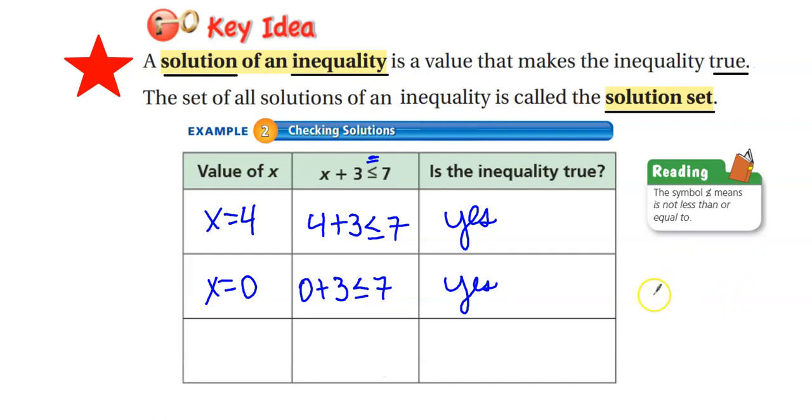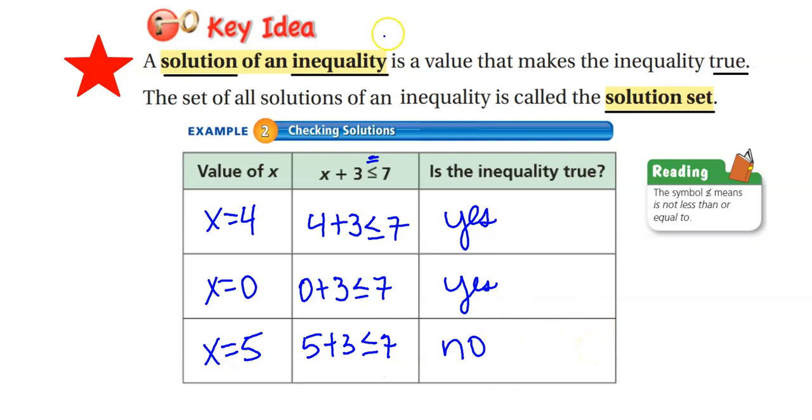But now what if I pick something like 5? Okay, so now I'm going to pick x equals 5. And when I plug that in, 5 plus 3 is less than or equal to 7. What? You're going to say, no, that's not true. And now I'm going to make a quick number line and show you why that totally makes sense.